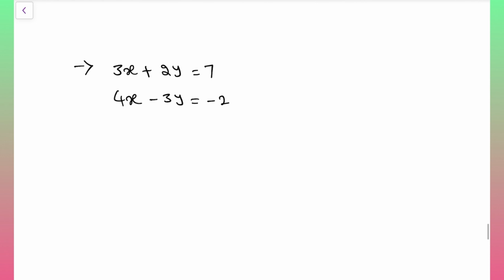Let us check one more. What are the x and y values if 3x plus 2y is equal to 7 and 4x minus 3y equals minus 2? The first equation we need to multiply with the second equation's x coefficient, that is 4. The second equation we need to multiply with the first equation's x coefficient, that is 3. Is this the only process to do? No, obviously many methods will be there, but I felt this is always the easiest so that no one will have any confusion. That's why I will stick to this method every time.